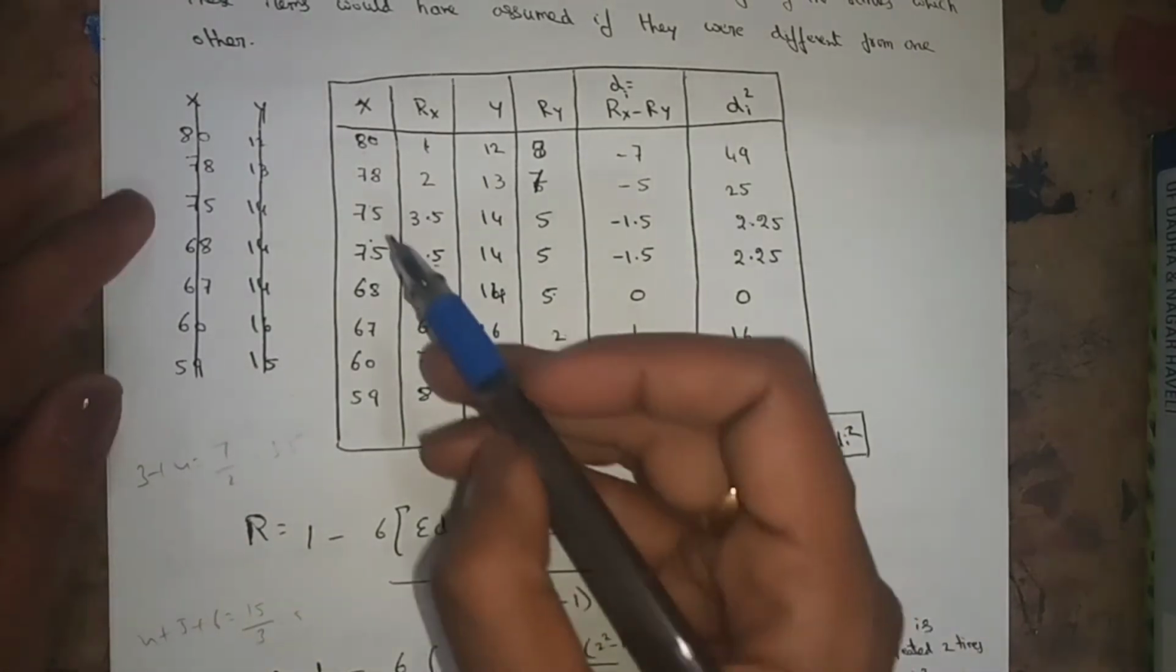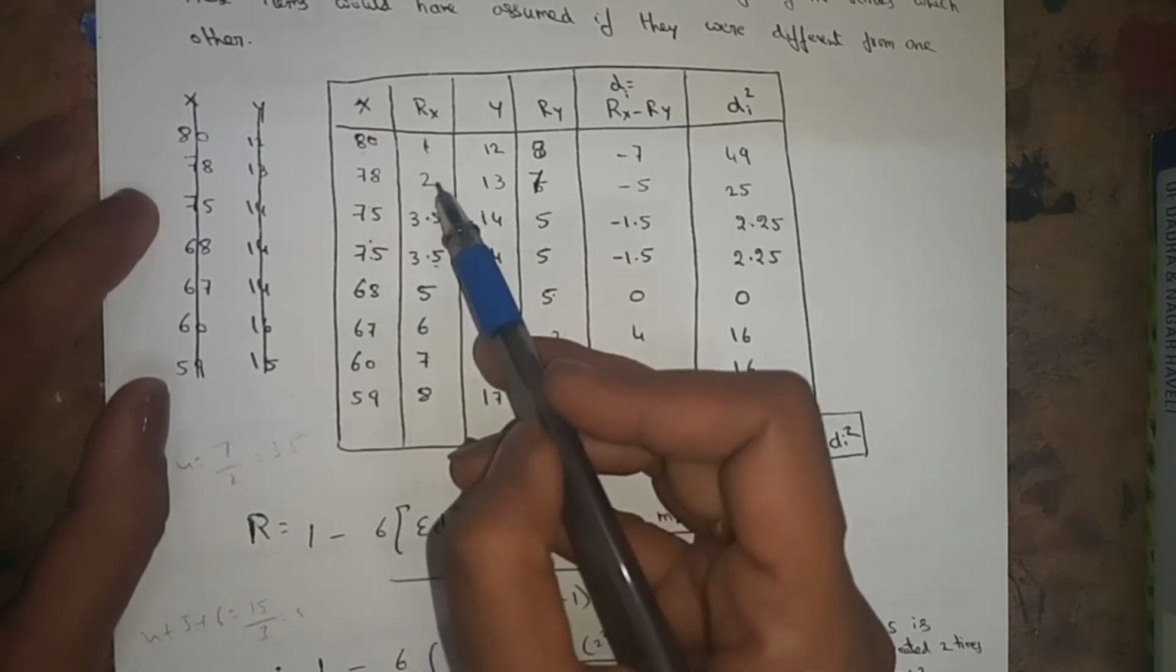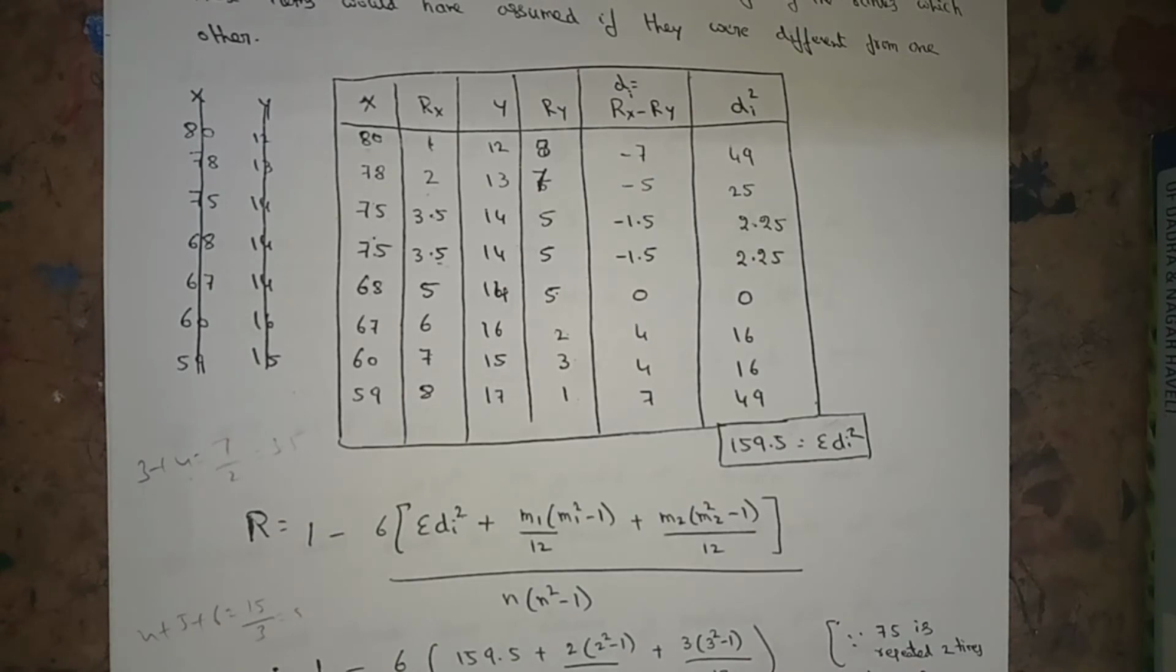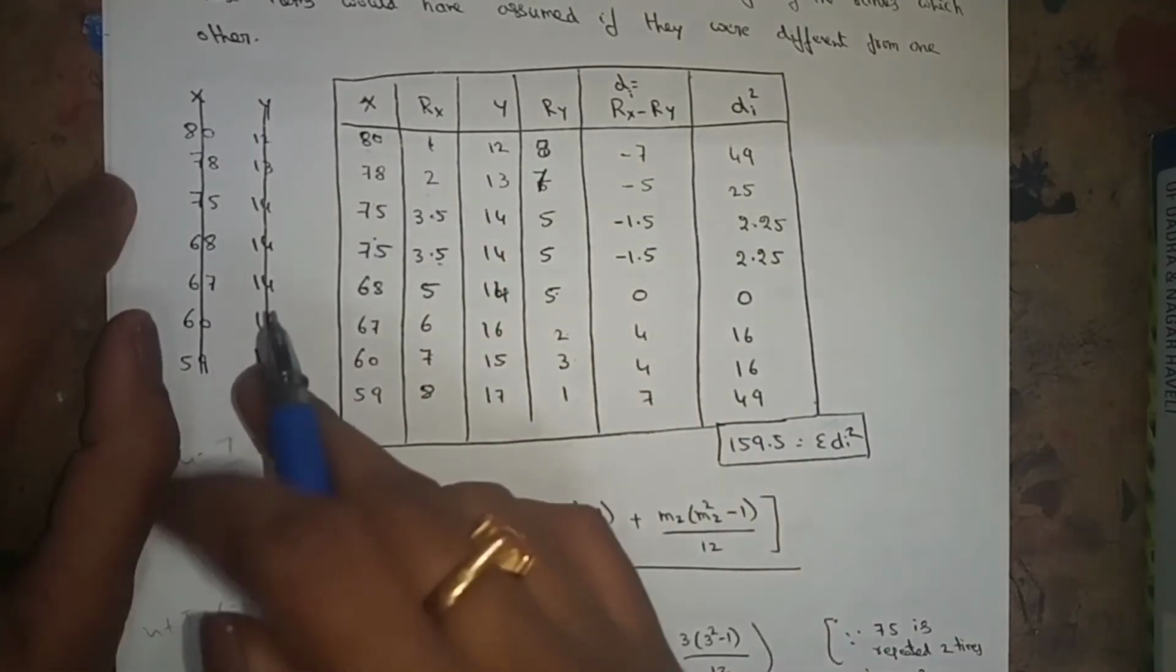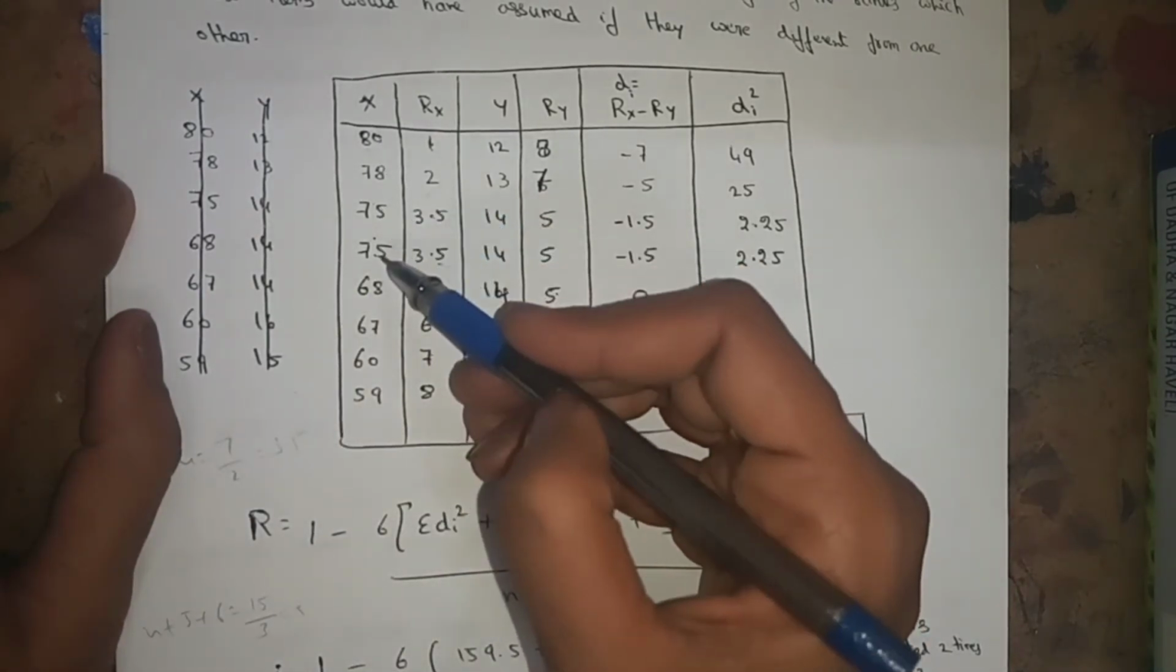75 occurs 2 times. Remember, highest is rank 1. The next highest is 78, rank 2. The next highest is 75, but 75 is not distinct. 75 is repeated twice. That means third rank, fourth rank. 1, 2 is over. Next, third one, fourth one.